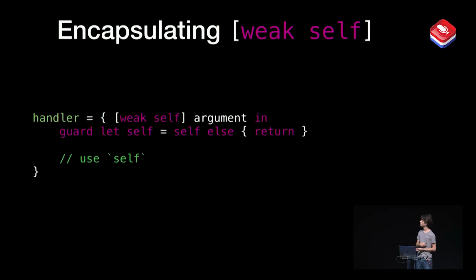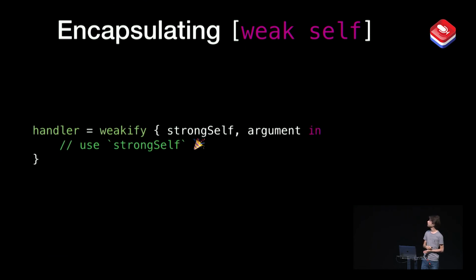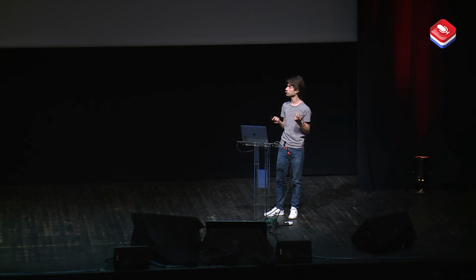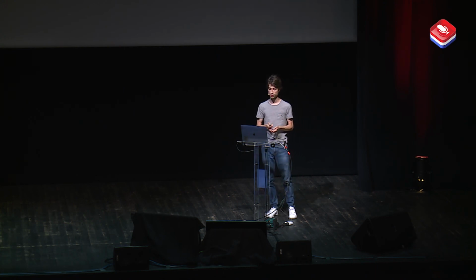And now, when we write our code, we no longer need to write all this boilerplate. We just need to do weakify, and we write a closure that takes the strong self as an argument and the argument. And weakify is going to do all the magic of encapsulating this weak self guard let dance, basically, that we had to write every time, and now we can do it in a very declarative way because we just say, I want a weak instance of self, and that's it. And since we write a lot of asynchronous code in Swift, you can imagine that if you use this every day, you're going to reduce the amount of boilerplate that you need to write in your project by a lot.